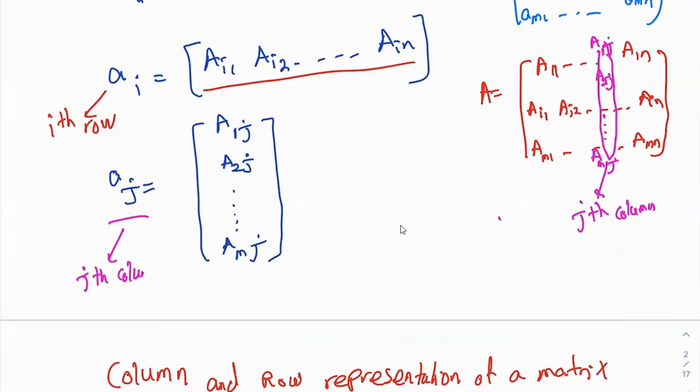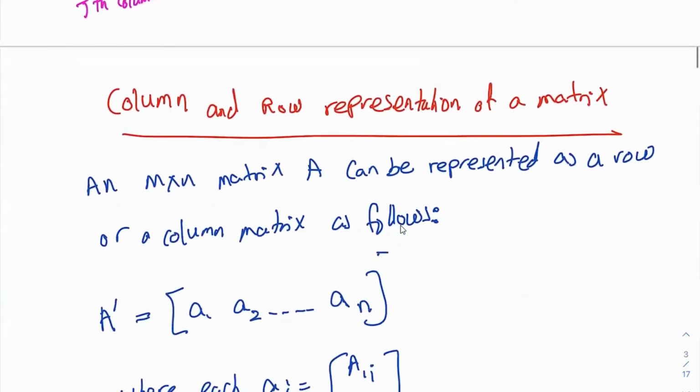Okay. Now we get to one of the most important concepts for matrices, which is the column and row representation of a matrix. It's very important to be familiar and also very fluent with this concept, that is, how we can represent a matrix as a block column vector or a block row vector. What do I mean by that? Assume we have matrix A, m by n.